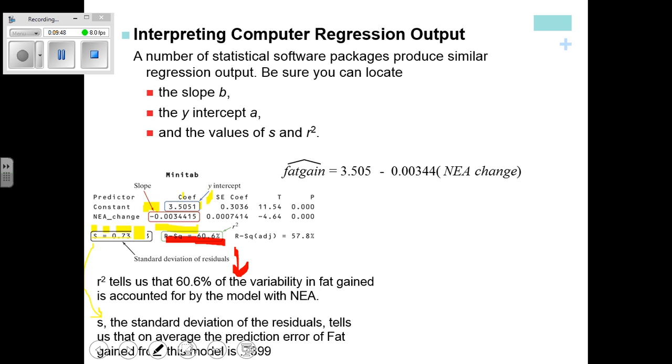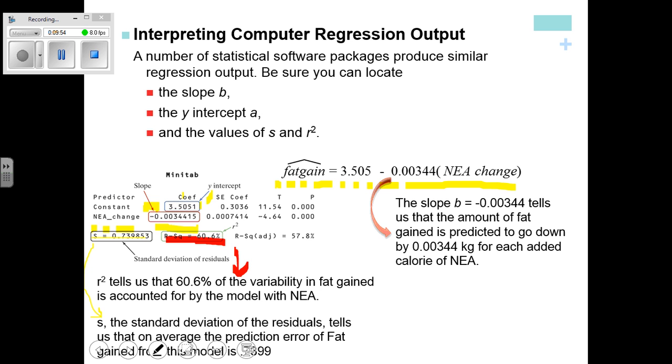And make sure when you write out this regression equation, you put it in context like we've done here. To interpret the slope b, now remember, in regression, we call slope b and the y-intercept is generally a. The slope b equals negative 0.00344 tells us that the amount of fat gained is predicted to go down by that amount for each added calorie of NEA.